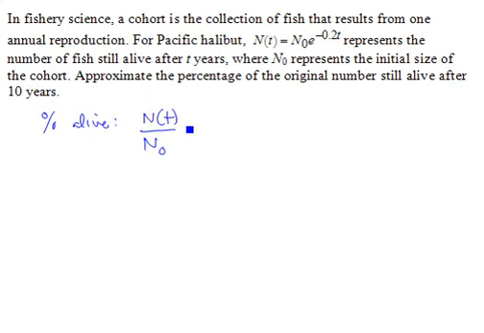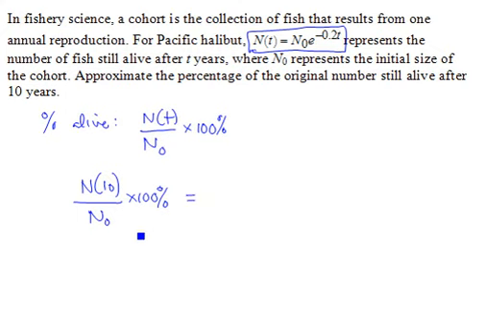Of course, that won't quite be a percentage. That'll be a decimal. We can multiply by 100% to turn that into a percentage. So let's look back at our equation. We're supposed to find an expression for the percentage that will be alive after 10 years. So that would be N of 10 divided by this N naught times 100%.